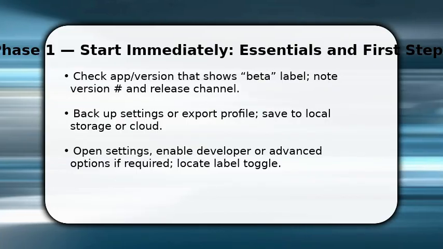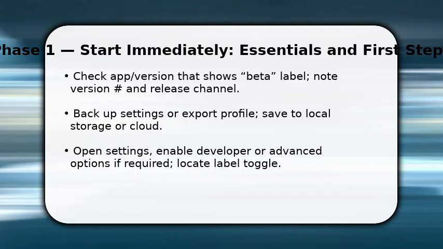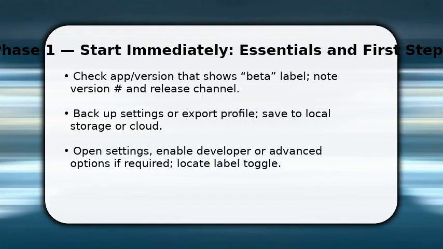Then, open the app settings and enable developer or advanced options. Make sure to reveal hidden toggles. Now, locate the UI element or flag labeled beta and prepare to change it. This step starts the actual removal process, not just preparation.